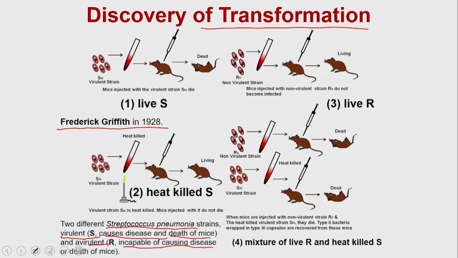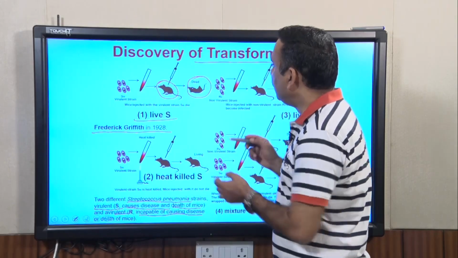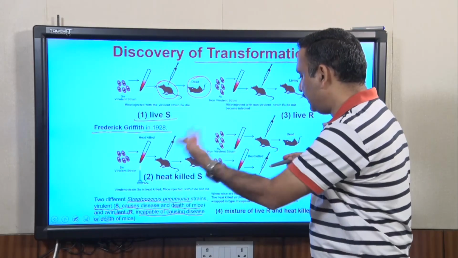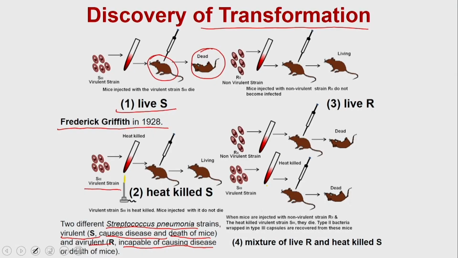In the first phase, he had taken the live virulent strain, S strain, and he has injected those live strain to the mice, and what you can see is that the mice developed the disease and ultimately the mice died. Now, he has done another experiment. He has taken the same virulent strain, S strain, and he has heat killed it. By doing the heat killing, he has inactivated those bacteria, and when he injected those heat killed bacteria, those mice did not develop the disease and they survived and were living.